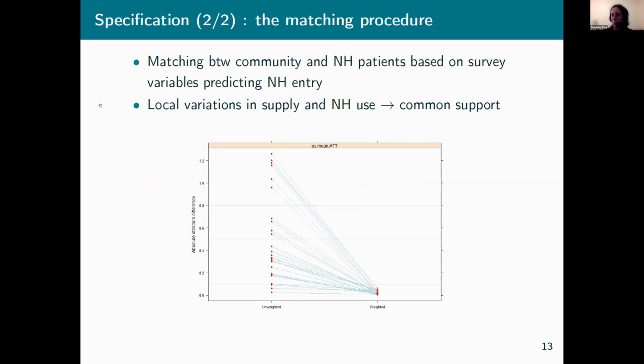And because we have such a rich data set with many variables, we can see that the matching procedure works fairly well. But on the other hand, there is also local variation in the supply of nursing homes and in nursing home use. So there's also a common support. People with the same probability of going to a nursing home will sometimes go and sometimes not go due to local factors that ensure there is variation in this outcome.